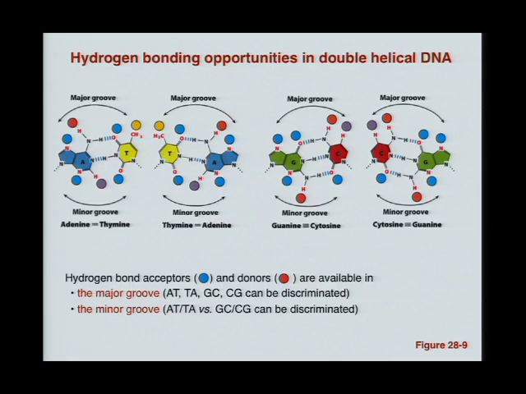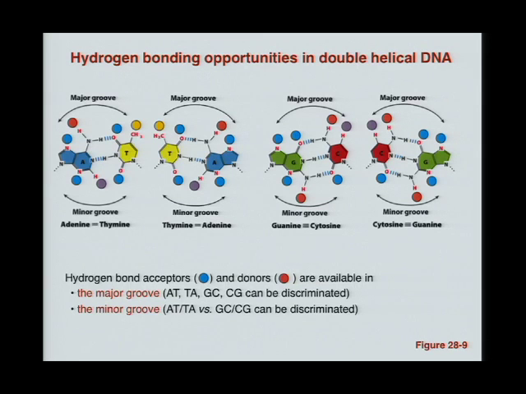Yeah, so it's just a fundamental property. So you'll notice, for example, over here, the A form, the major and minor grooves are slightly different in the A form than the B form. So the B form has a wider, shallower major groove than the A form, which is a little bit narrower in its major groove.